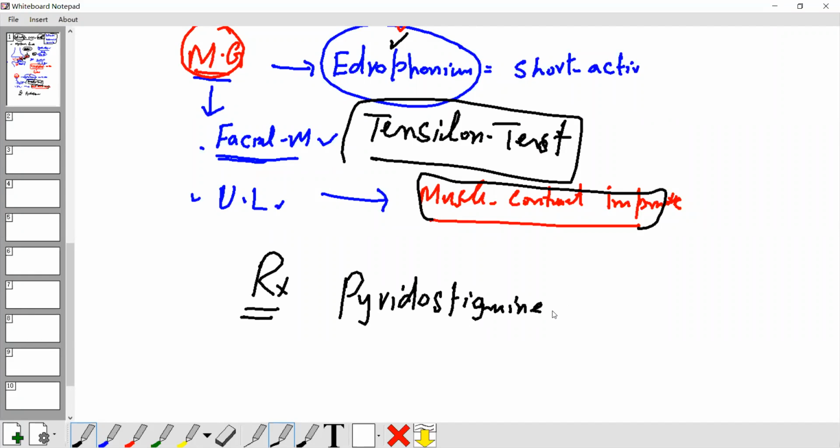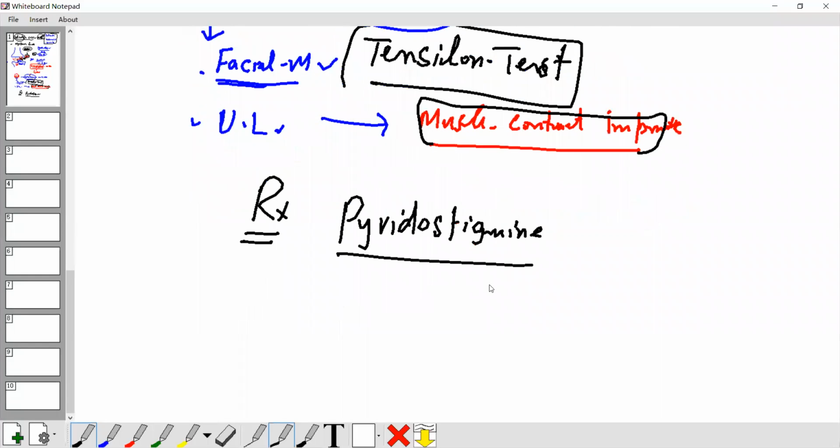Pyridostigmine we use for myasthenia gravis. Listen here carefully. You advise this patient to use this drug in the morning, evening, one time, two times, like this. If the patient comes again after 1 week and complains again, "I am again having weakness."